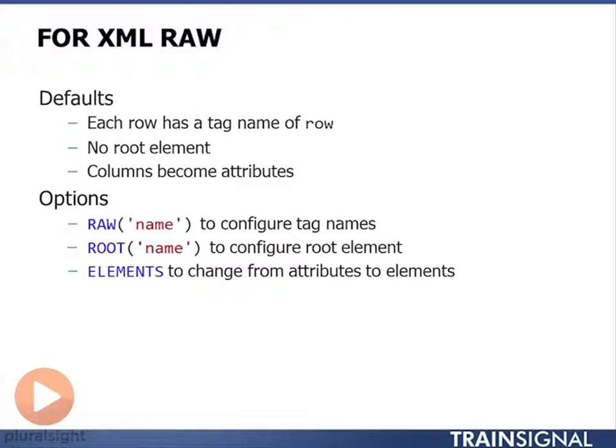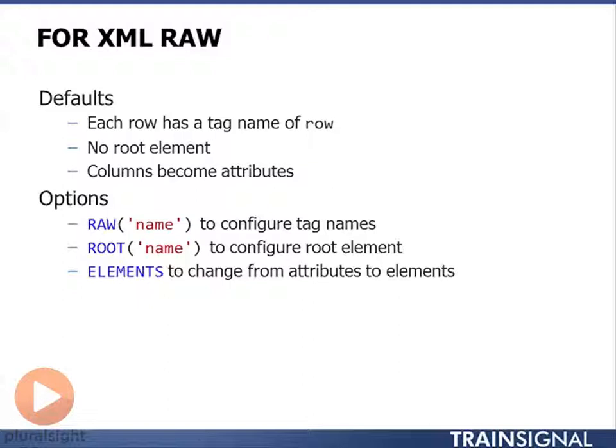Let's start off by talking a bit about FOR XML RAW. Now, the way that FOR XML RAW is going to work is, again, we put it at the end of the select statement. It's automatically going to give us XML. But what we're going to notice is that by default, unless we specify something, each row that we return is simply going to have a tag name of row. There's not going to be any root element, and a root element is the containing element for the entire document. And all of the columns will become attributes.